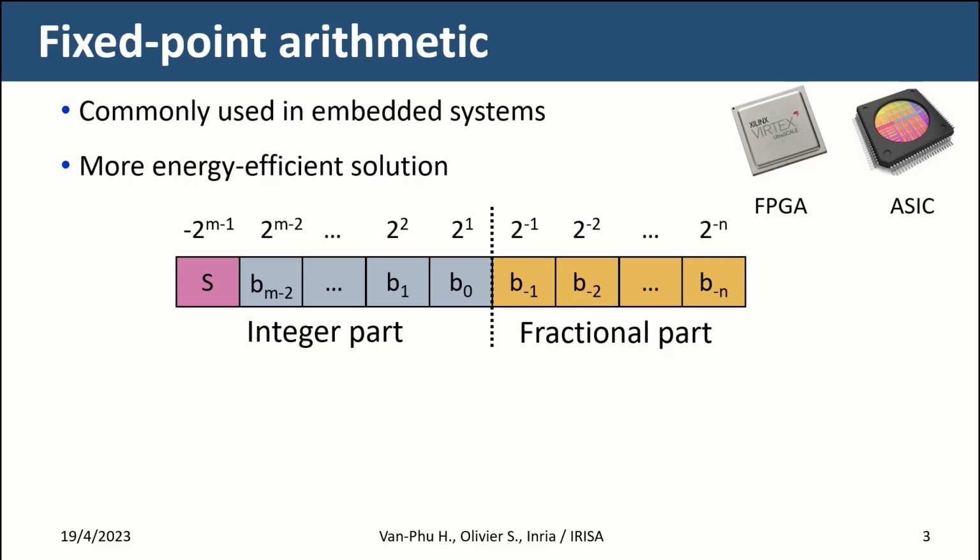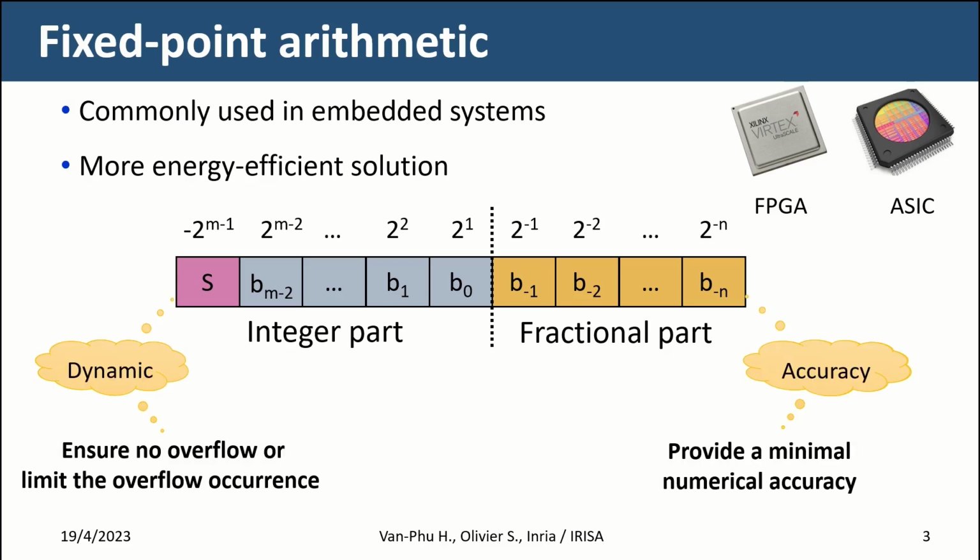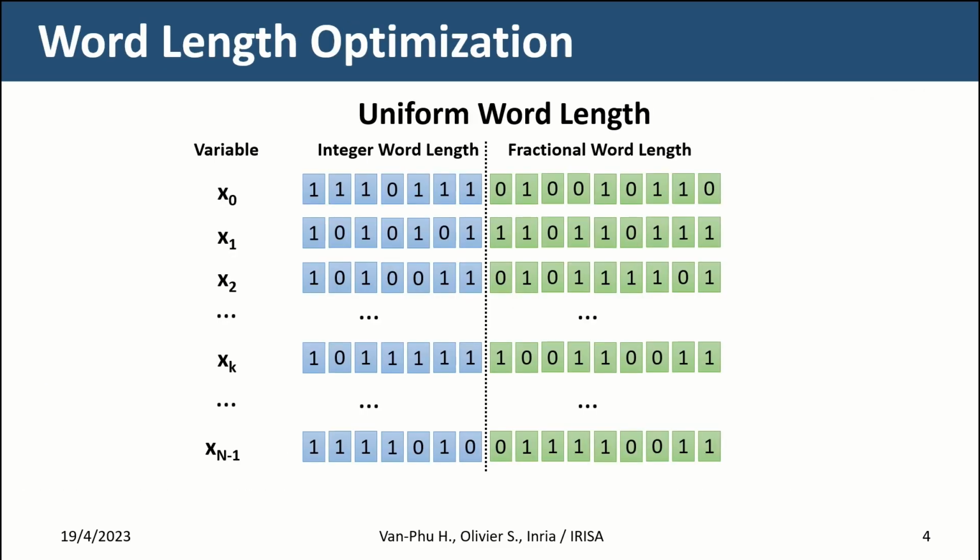So generally, fixed point representation is a way to encode the real number. So it has two parts. Integer word length is responsible for covering the dynamic range of the number, and fractional word length provides a minimal numerical accuracy. Word length optimization is a process of determining integer word length and fractional word length for every variable in the application to satisfy the cost and accuracy requirements of the system.